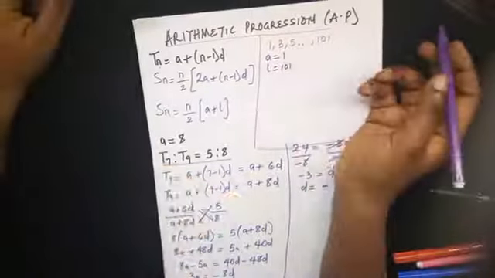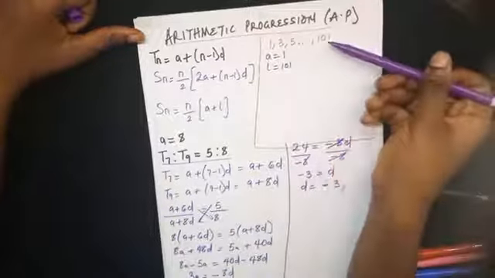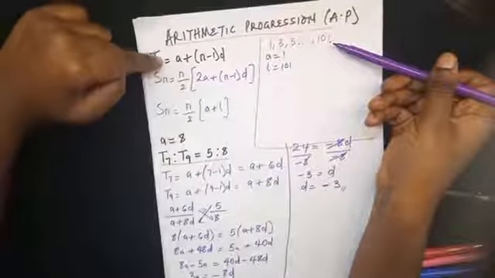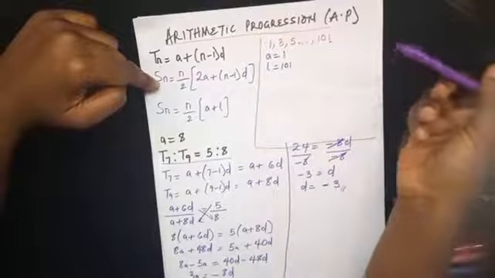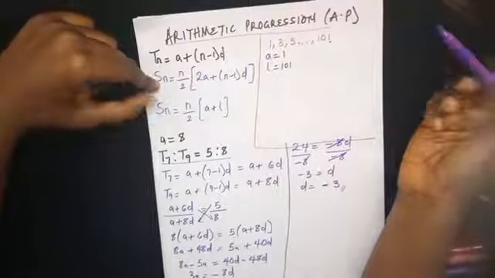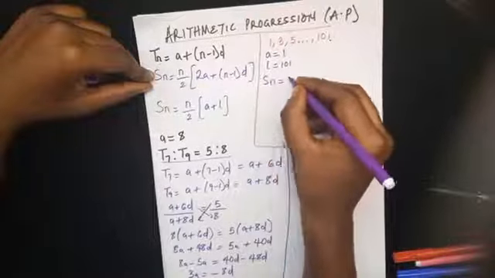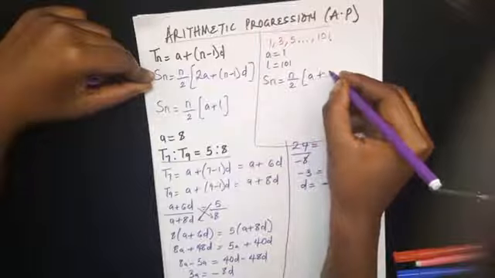Now they're telling you to look for the sum of terms. You can actually go ahead to look for what term this last term is by looking for n using this formula, then using it to solve this question. But rather than do that, which is a very long process, just use this formula: Sn equals n over 2 times (a plus l).